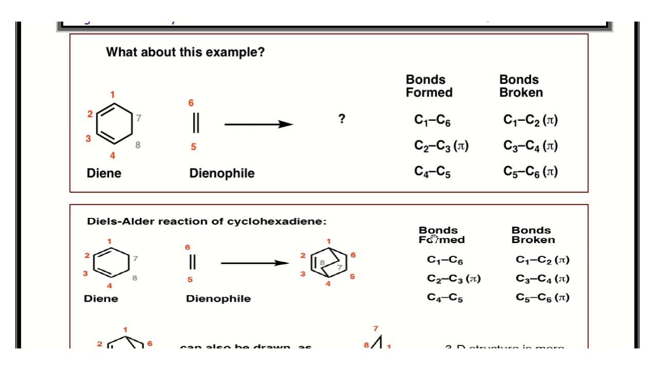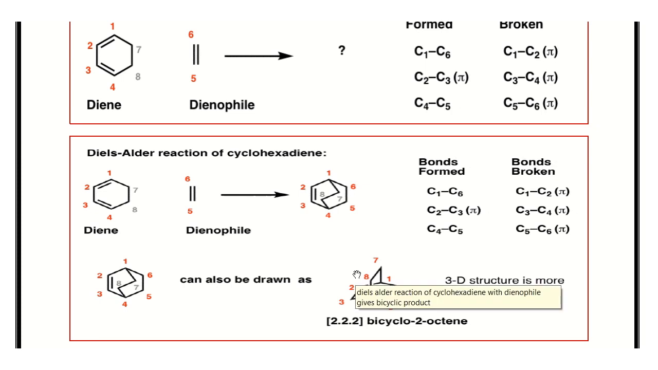Clear? So you may observe that the same type of bonds are being formed between carbon 1 and 6, 2 and 3, and 4 and 5 inside our cyclohexene resultant product, and the same bond breaking pattern is occurring in this reaction. You can also draw the structure in this manner, but it is easier for you to draw it this way. This is the 3D representation of this resultant cyclohexene molecule.